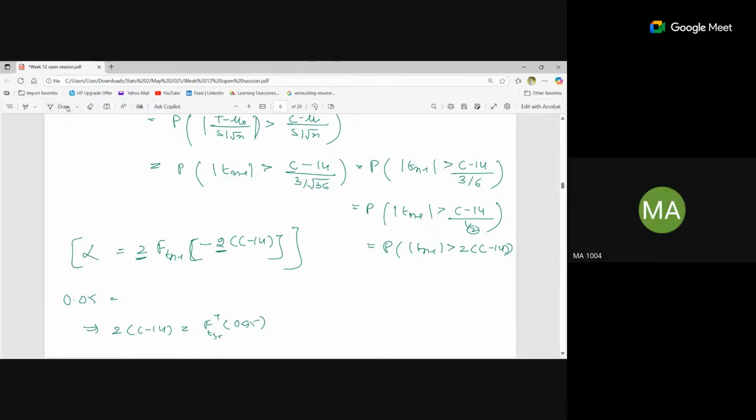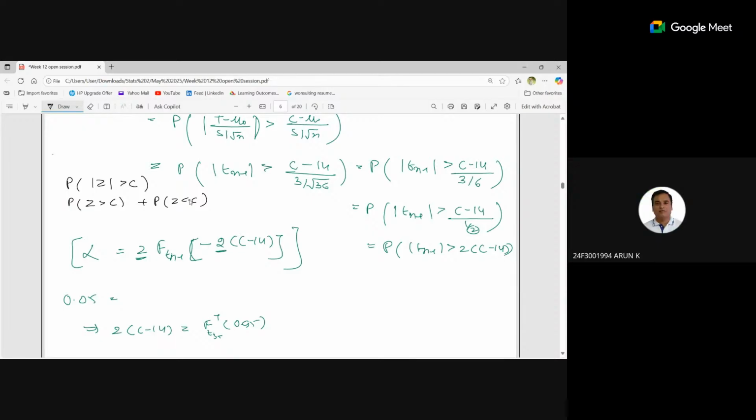Okay, so if we take a simple value, probability of mod of z greater than some c, correct? So I can write this as probability of z greater than c plus probability of z less than minus c.